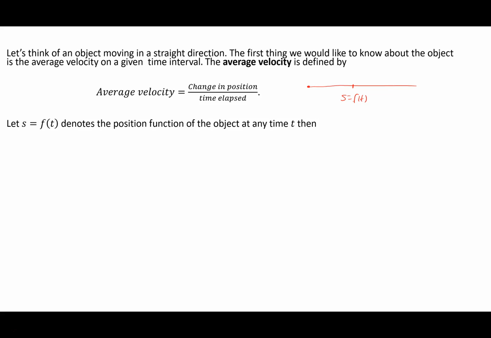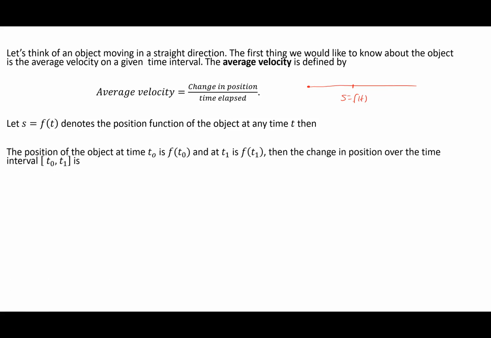To find the average velocity over the time interval t0, t1, f of t0 is the position of the object at time t equals t0. That's the distance of the object from the initial position. And when time t equals t1, f of t1 is the distance of the object from the initial position. So the change in position over the time interval t0, t1 is given by f of t1 minus f of t0.